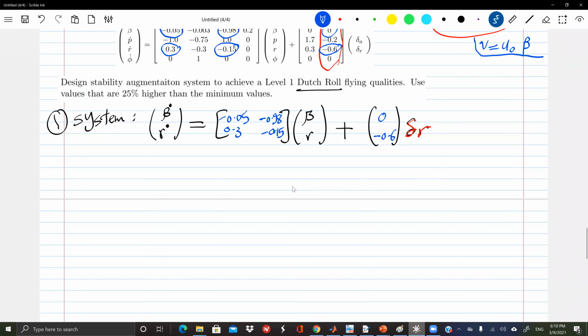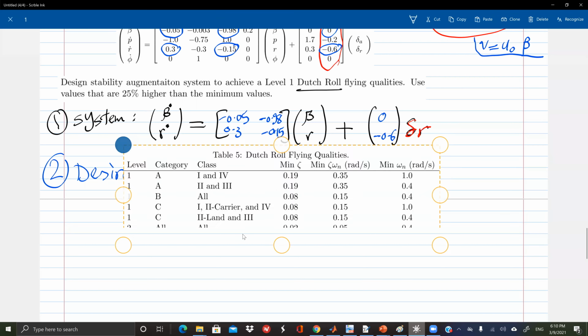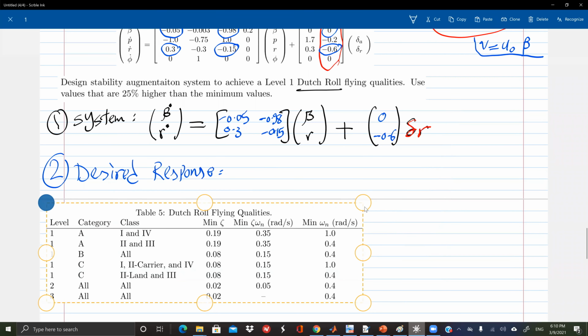Go to the table of this mode. We're talking about the Dutch roll, which is the most extensive table. It's a lot. Why is it a lot? Because people really worry about the Dutch roll mode. Pilots are really concerned about it, so they grade everything. It's unlike the short period, which didn't care about classes. Here, it's different for every class, different for every flight phase category.